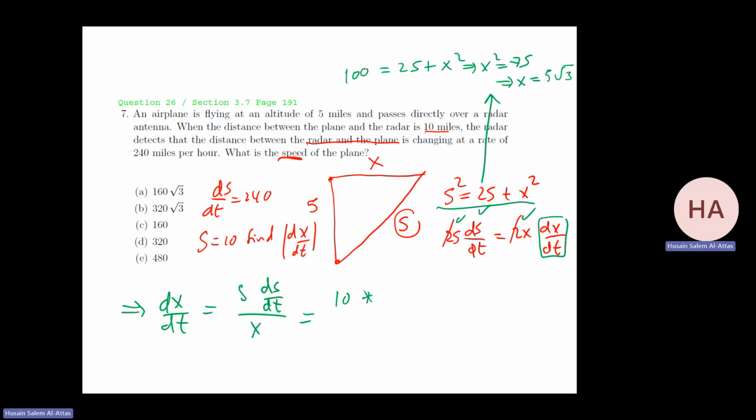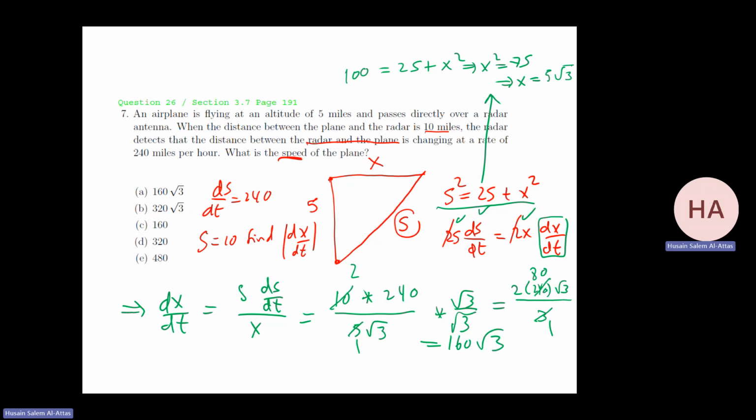S is 10 times 240 over 5 square root of 3. So this is 2. This is 1. Rationalize. You get 2 times 240 times square root of 3, because the answer has square root of 3 in the numerator. In the numerator, yes. Over 3. This is 1. This is 80. So it will be 160 square root of 3. And that is the answer.